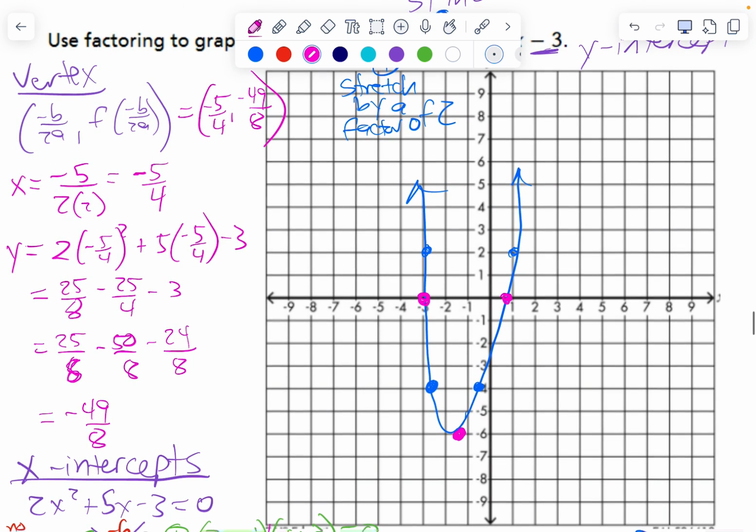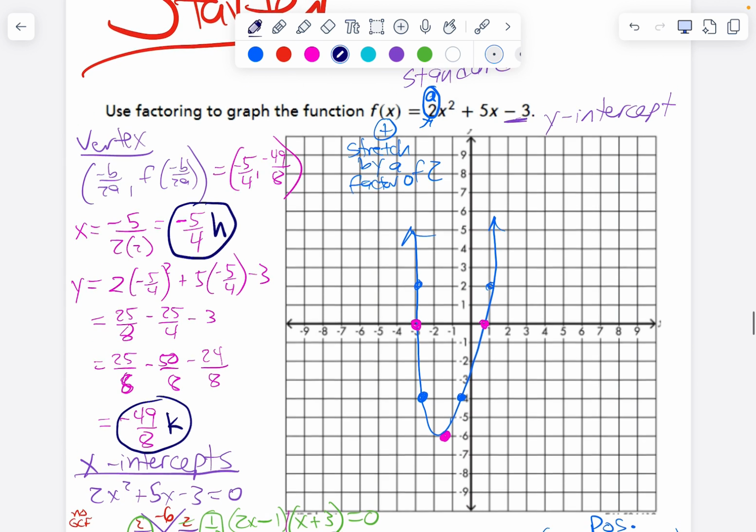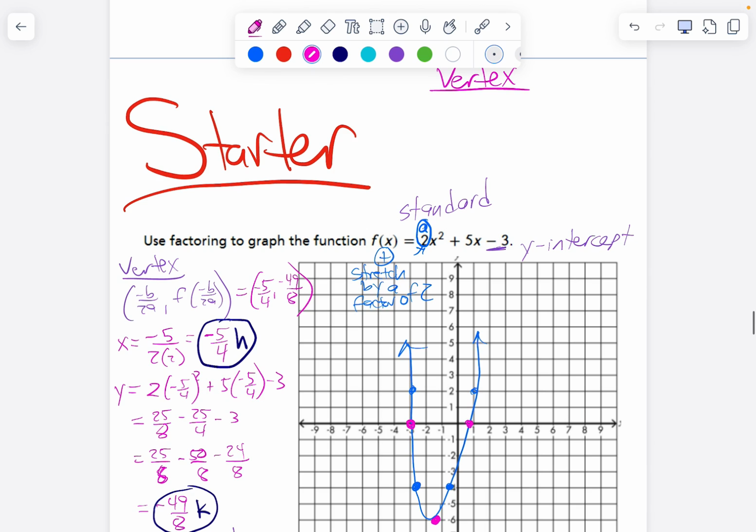So look down here. What is another letter for this right here? What's another letter that we can call the -5/4? That's H, right? Didn't we find the vertex x coordinate? So that is H. What's another letter for this right here? That's K. Do you see how we can take that directly to vertex form? Which is what? What's the raw blank form of vertex form? Starts with A. A what?